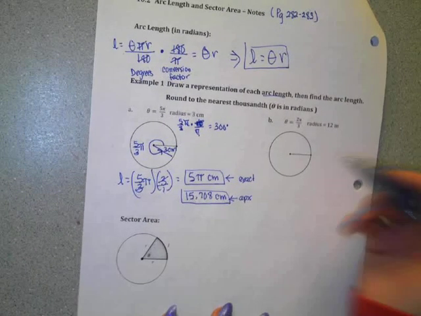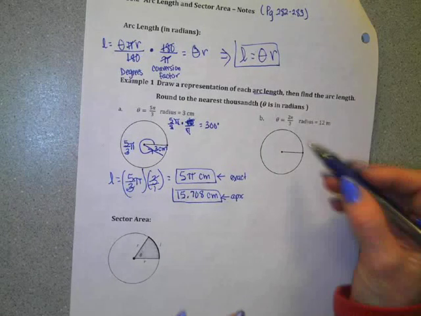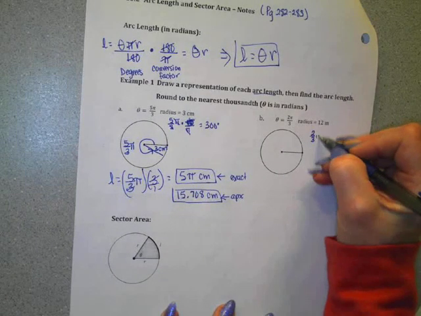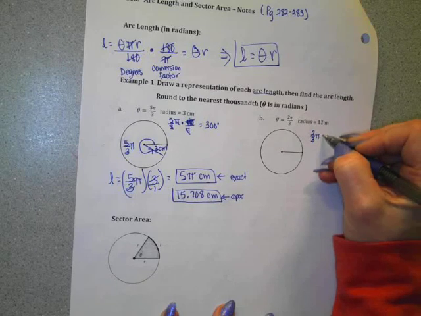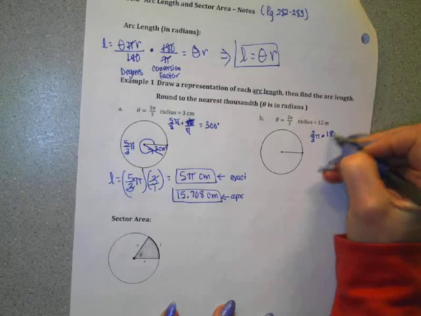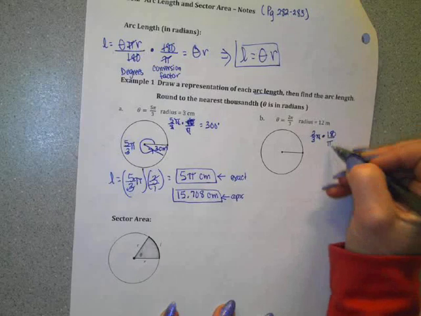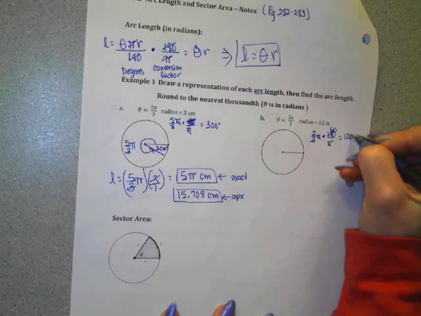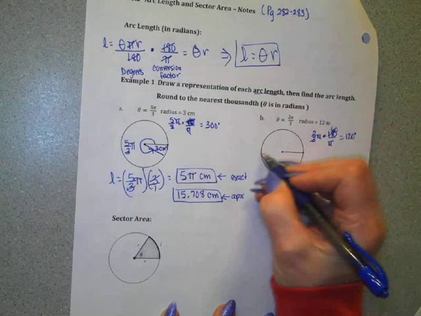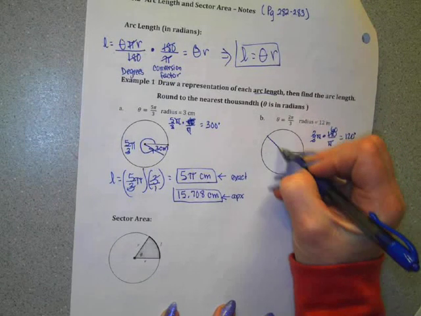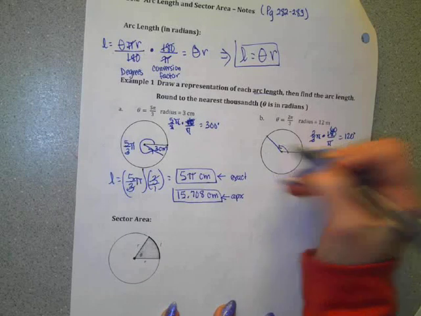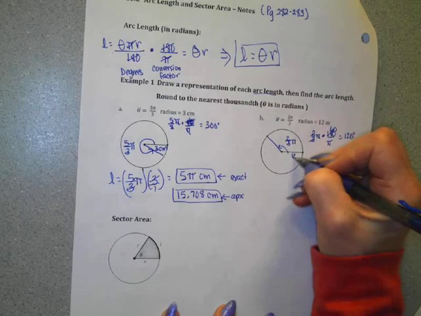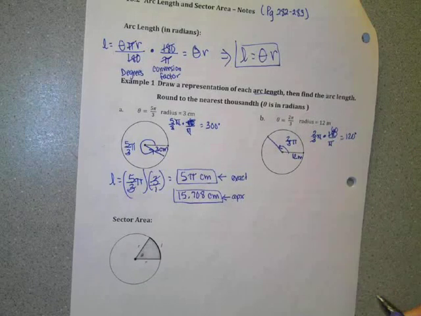Let's try one more. Again, you can pause the video if you want and then come back and see if you have the same answer. If I don't know what 2/3 pi is as a degree, I can times it by 180 over pi. Pi's will cross out, 3 will go into 180, 60, and 2 times 60 is 120 degrees. So here's 180, so 120 is about right here. We'll call that 2/3 pi with a radius of 12 meters.